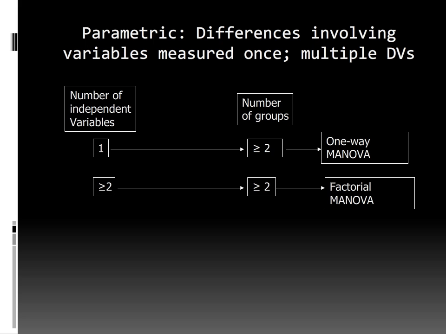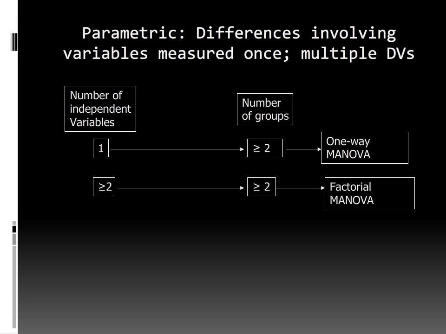If you have 2 or more independent variables with 2 or more groups for each of those independent variables and multiple dependent variables, it is most appropriate to use a factorial MANOVA. We can turn our earlier research question into a research question that would need a factorial MANOVA analysis by adding a second independent variable.